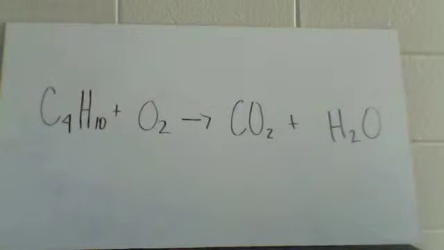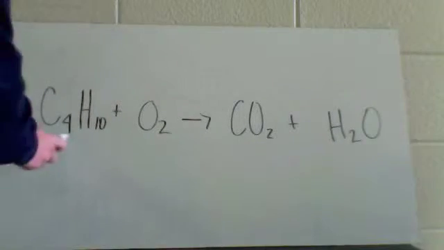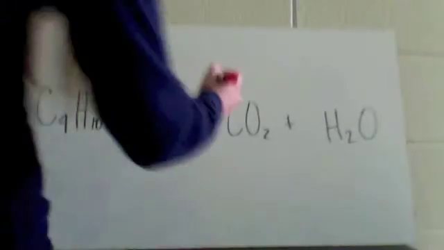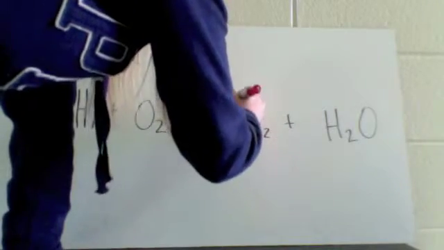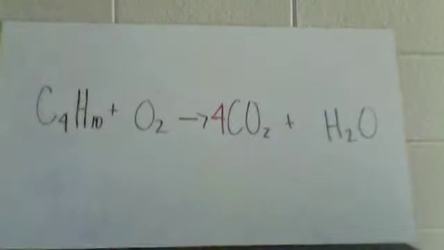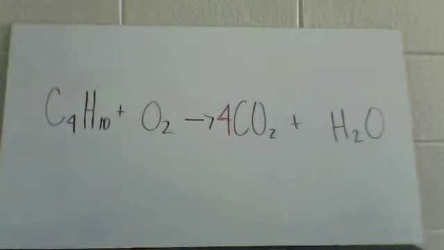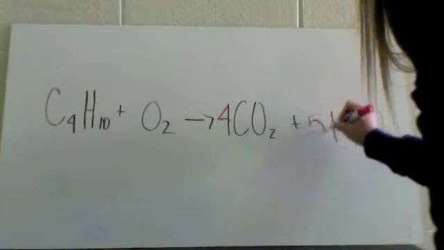So you have C4H10 plus O2 yields CO2 plus H2O. Let's balance it. So what you're going to do is, since there's a 4 here, you want to put a 4 in front of the C. And then since there's a 10 with the H, you want to put a 5 right here, and that makes 10.